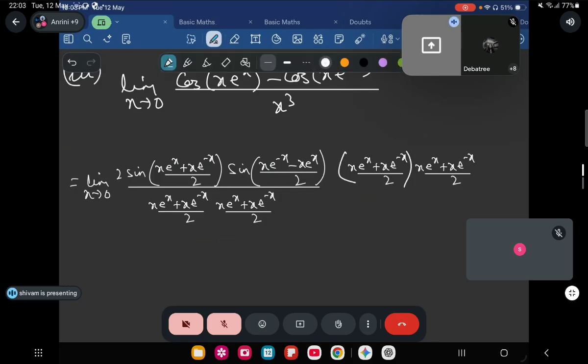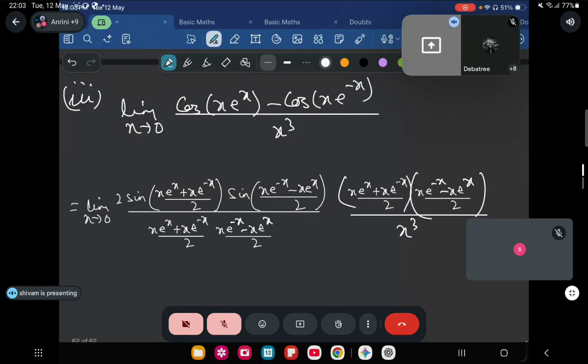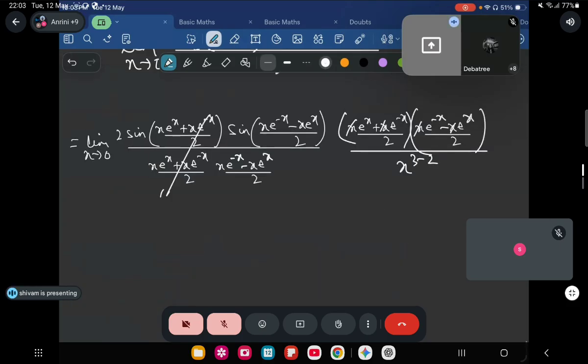And then you have to divide by it. Okay, this should be minus. This should be minus. And x e to the power minus x, x e to the power x. This will be e to the power minus x, this will be e to the power x, divided by x cube. So see, one x will get cancelled from the numerator and denominator. Next, this whole thing will become 1. This whole thing will become 1.